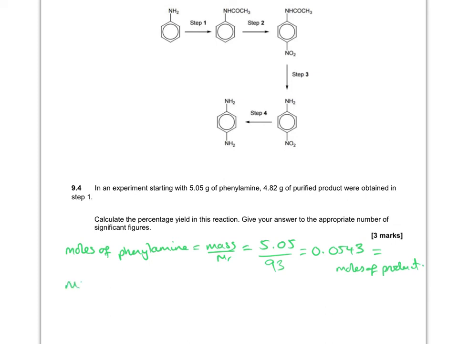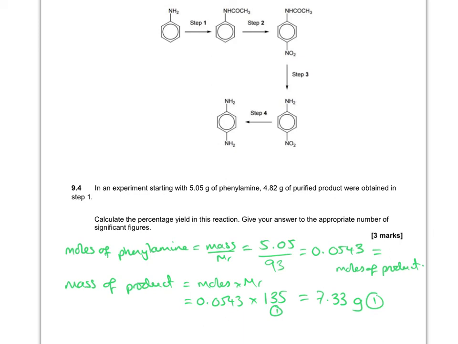So the mass of the product you would expect is going to be moles times Mr. And the Mr of the product is 135. So that's 7.33 grams. Okay, they give you a mark for working that out, and they give you a mark for working out the Mr of the product.